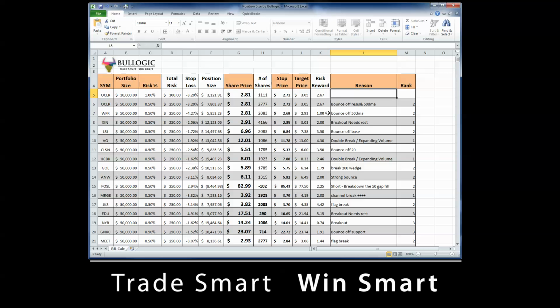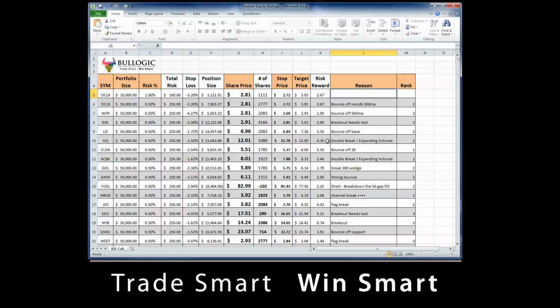Okay, I look for at least 1.5-to-1. That means I stand to make $1.50 for every dollar of risk I'm putting up. That's still not very good. I usually don't even go with that. I'll go with 2-to-1 or better. That means if I'm risking $250 and the stock takes off and hits our target price, then I'm going to make $500 off that trade. That I can live with. So I like 2-to-1 or better.